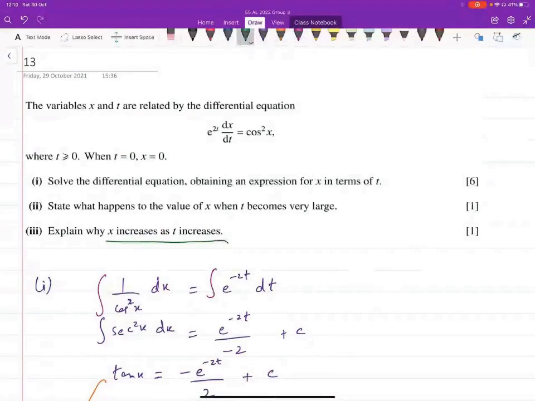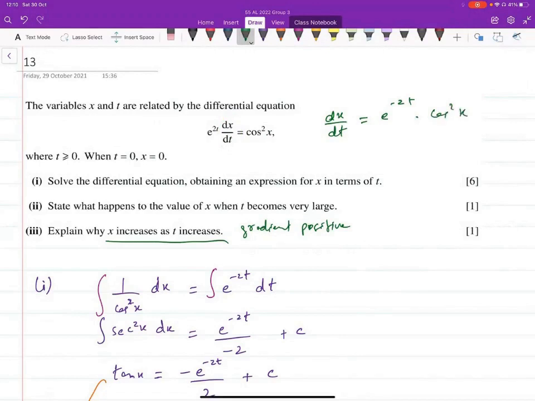इसका क्या मतलब है? अगर हम इसे ग्राफ ड्रॉ करें, it's going to be like this with positive gradient. इसका मतलब ये है कि ग्रेडियंट आपका पॉजिटिव होना चाहिए, ये आपको शो करना है. Gradient should be positive. We have the gradient already, dx over dt. अगर हम इसको सब्जेक्ट बना लें, it becomes e raised to power minus 2t into cos square of x. This is the gradient. We know that this can never be negative. This has to be greater than 0. It's a positive number raised to power anything. It has to be always greater than 0.